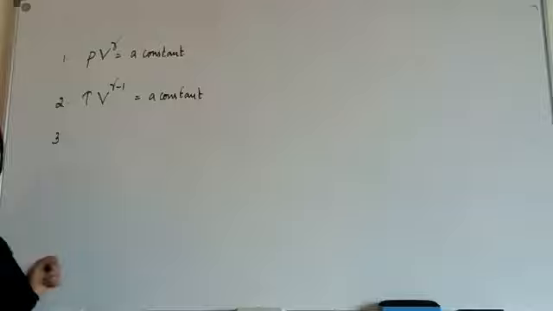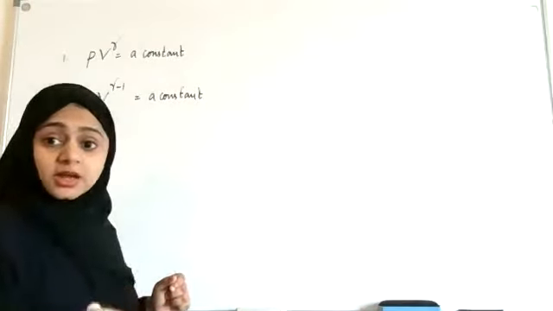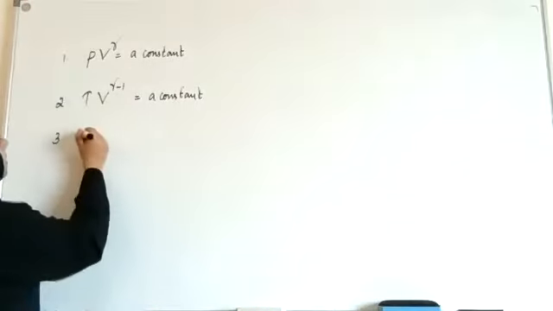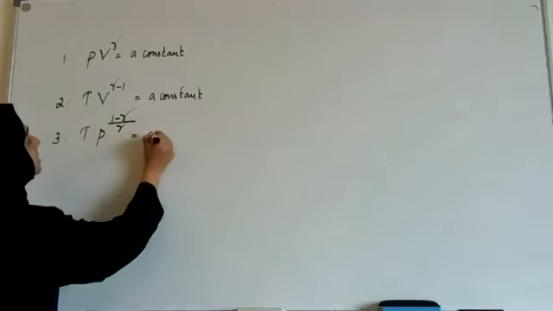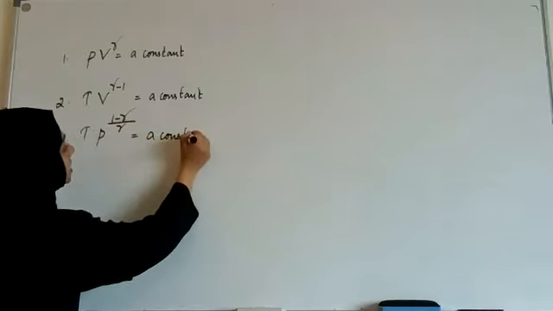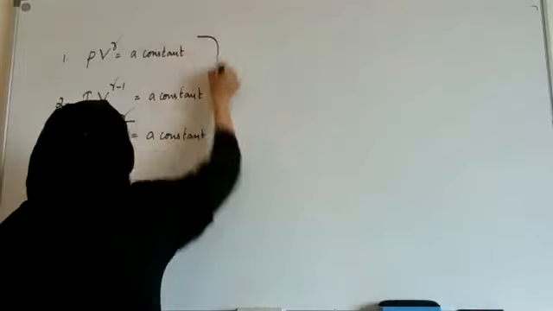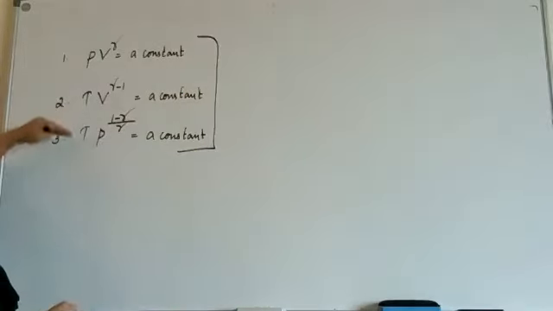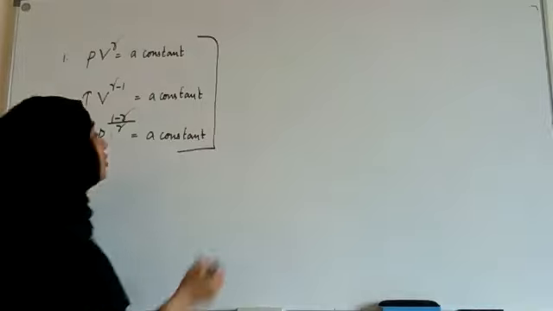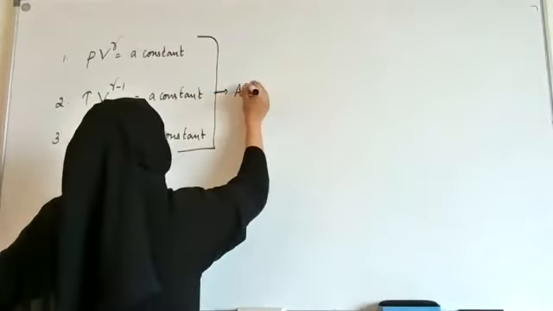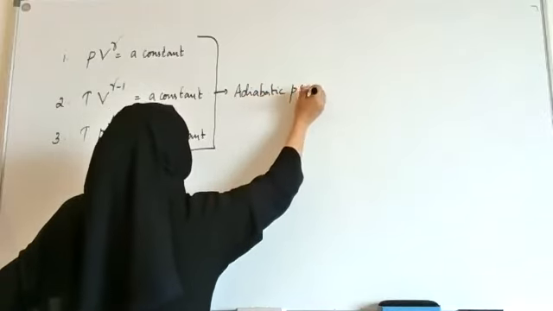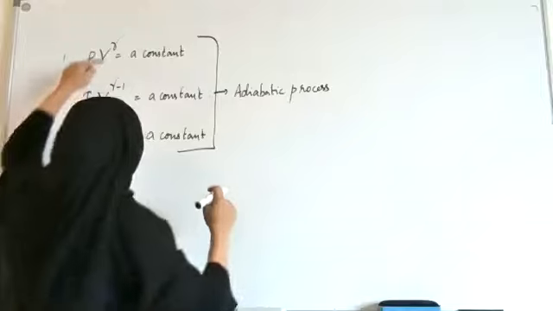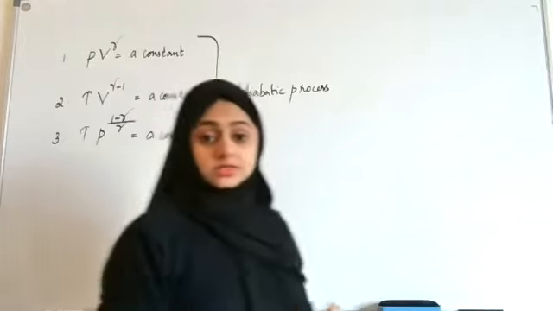And the third relation connecting pressure and temperature is that P raised to 1 minus gamma divided by gamma times T is a constant. So these are the three relationships between different thermodynamic coordinates for an adiabatic process. See, in all of them, gamma appears.